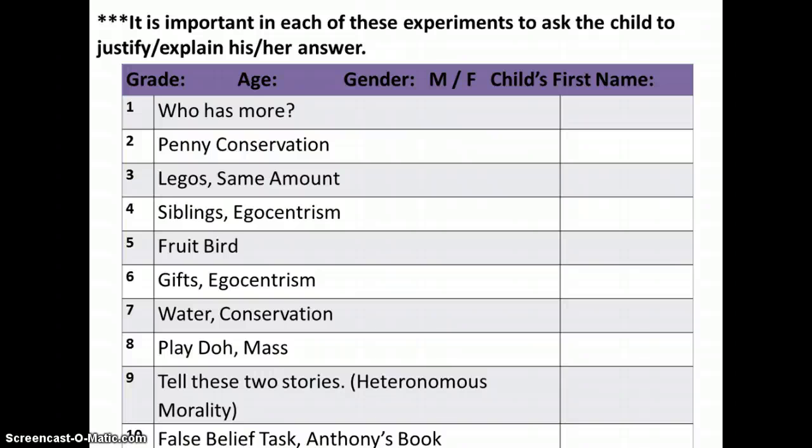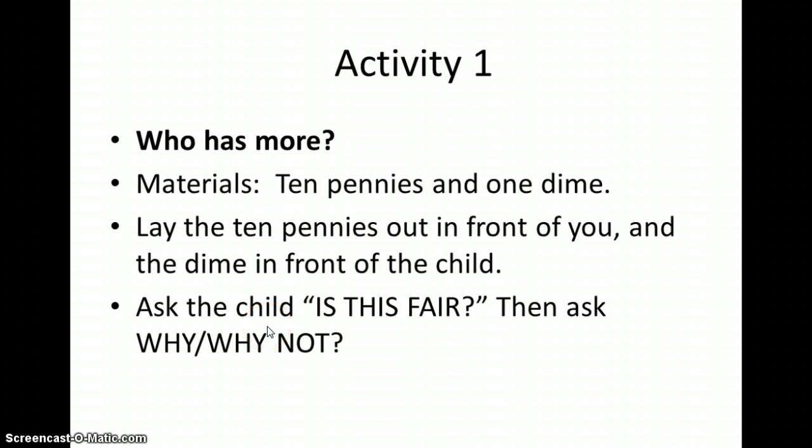The 9th one is about heteronomous morality, which will come up in a later chapter in the book. And the 10th one is about the false belief task, and it's a story about Anthony's book, and that will also come up later in the book. On the form, these may or may not be in this exact order, but that's the order we'll talk about them right now. So the first activity is called Who Has More?